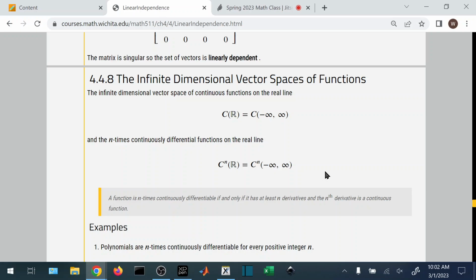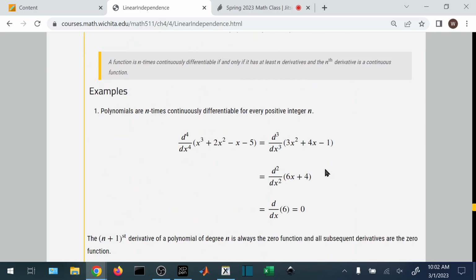But things get more difficult with an infinite dimensional vector space, the vector space of all functions with continuous derivatives on the real line. Polynomials have continuous derivatives. A polynomial of degree 3 has infinitely many derivatives, and they're all continuous. It's just that after the third derivative, you're differentiating 0, and you get 0 every time.